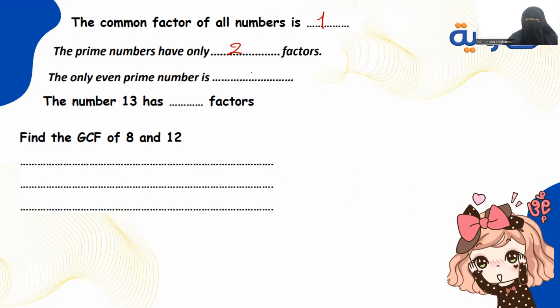What is the only even prime number? It's 2. Number 2, it's the even prime number. After this, all the prime numbers are odd numbers. Okay. The number 13 has how many factors?